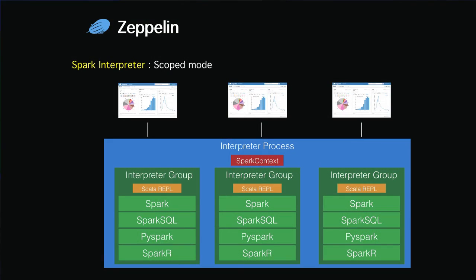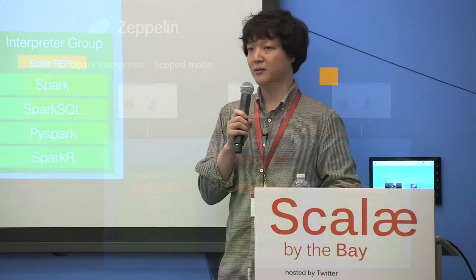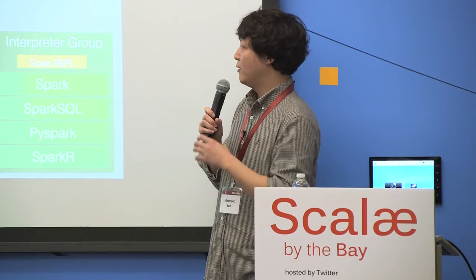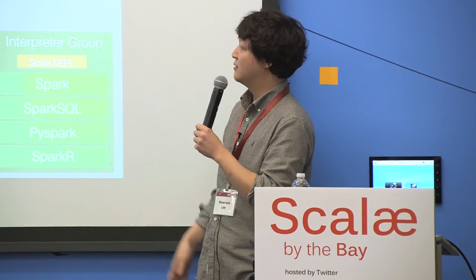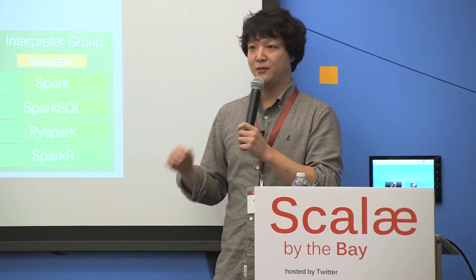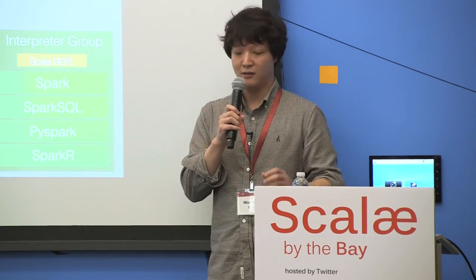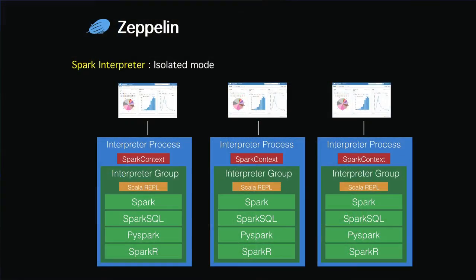So in scoped mode, Spark Interpreter runs a little bit differently. There is still a single Spark context, but each notebook will now have its own Scala REPL. So each notebook will have its own namespace for its variables. They are not conflicting with each other. They cannot read each other or update each other. But all the jobs submitted from all these notebooks and all these interpreters will go to the single Spark context. And the jobs are scheduled by the fair scheduler inside of the Spark context. So that's it, scoped mode.